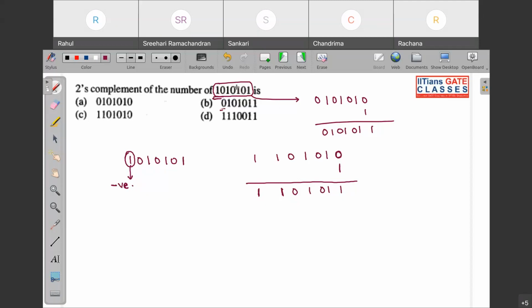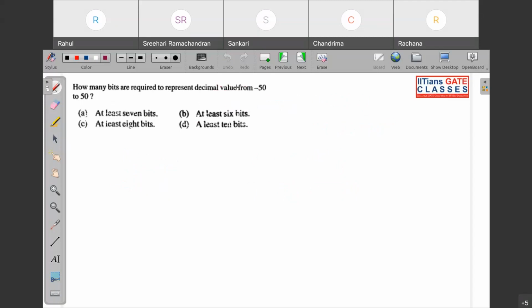Srihari, others can solve this problem. Srihari, let me know if you have some doubt.